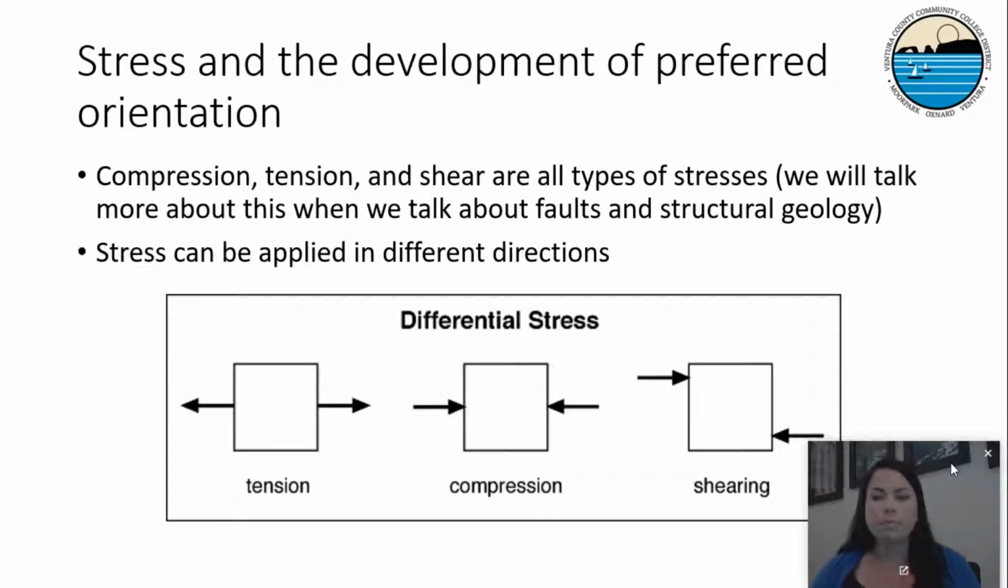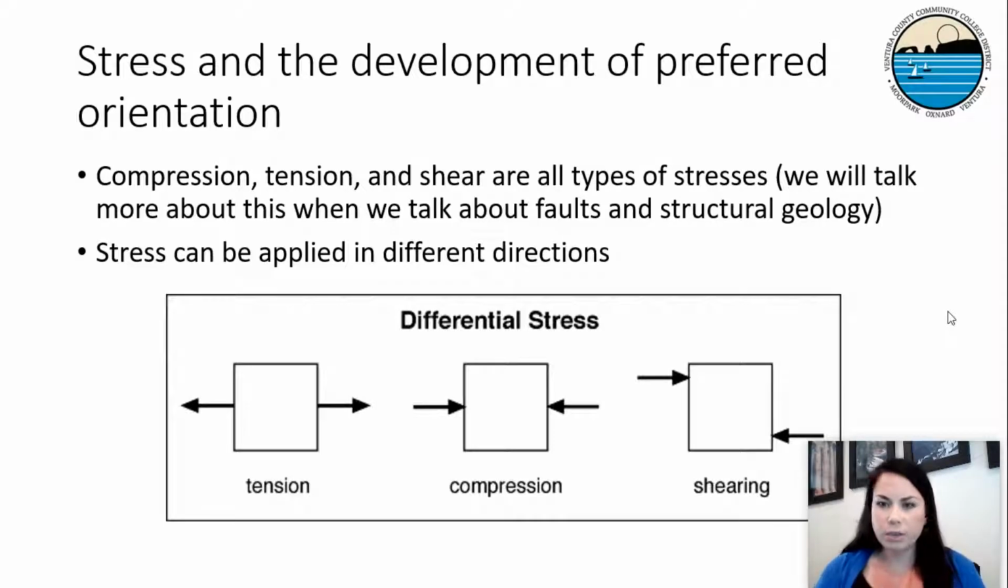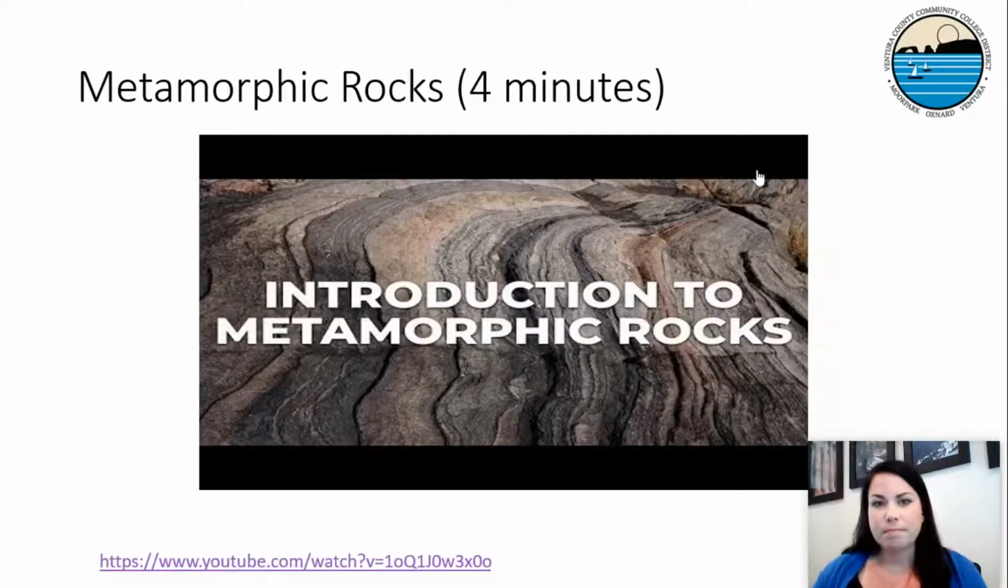Okay. So we also have stress and preferred orientation. So I talked a little bit about that before, but we have different types of stress that occur in the subsurface. And we'll go into this a little bit more in the structural geology lecture. We have tension, which is pulling apart, compression, which is pushing together, and we have shear stress, which is side by side. It would basically cause a block to rotate. So these stresses can be applied in different directions. And stress causes preferred orientation.